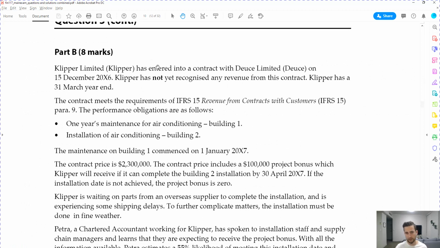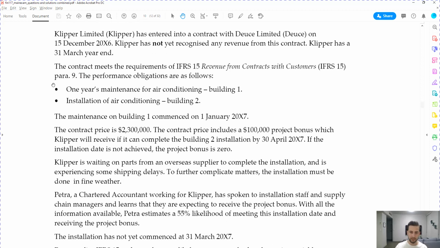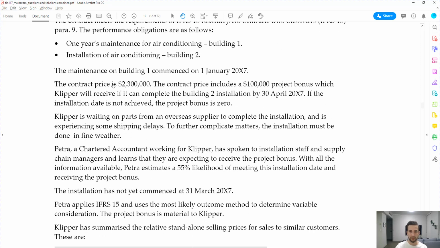So let's read through it. Clipper has entered into a contract with Deuce. Clipper has not recognized any revenue from this contract. Clipper has a 31 March year end. The contract meets the requirements of IFRS 15. The performance obligations are as follows: 1 year's maintenance for air conditioning, building 1, and installation of air conditioning, building 2. The maintenance on building 1 commenced on 1 Jan 2017. The contract price is $2.3 million.